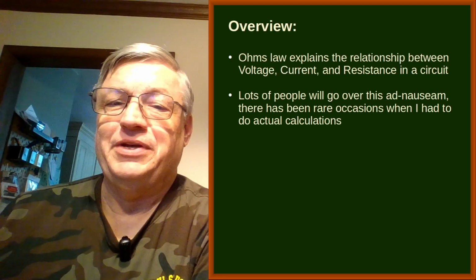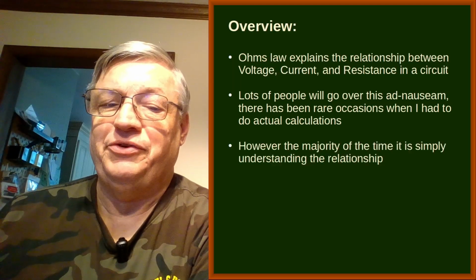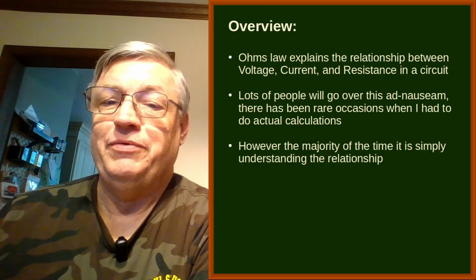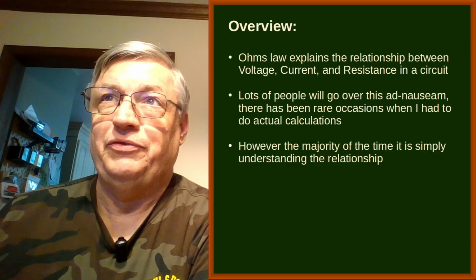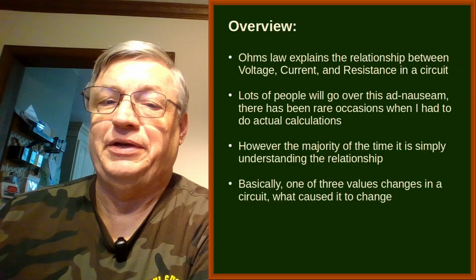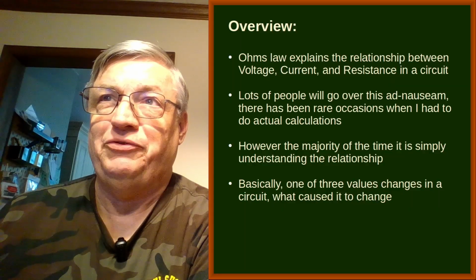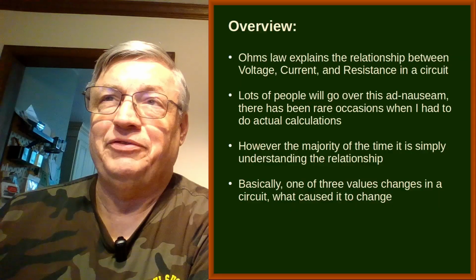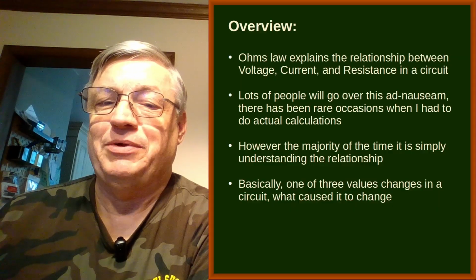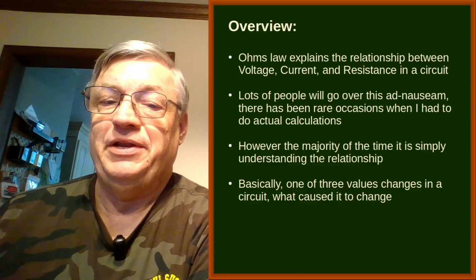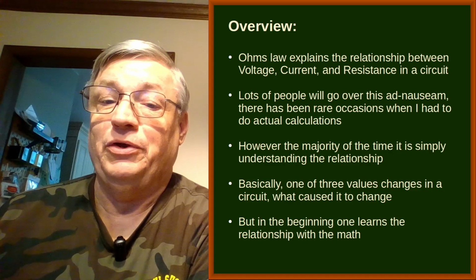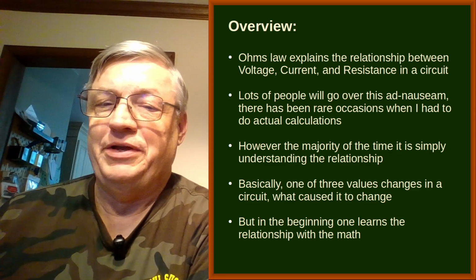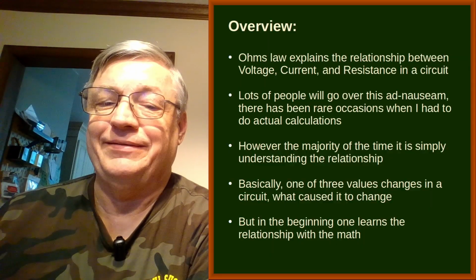As I said, the majority of the time, it's simply understanding the relationship. So basically, if one of the 3 values changes, the others will change to compensate, but understanding the relationship allows you to figure out what caused the change. And that's something you get into a little more when we talk about troubleshooting. But in the beginning, I gotta say, one learns the relationship by doing the math. And this is mostly a paperwork exercise.